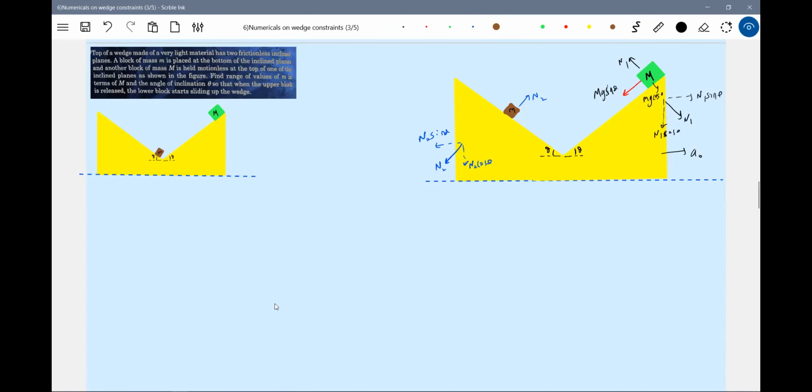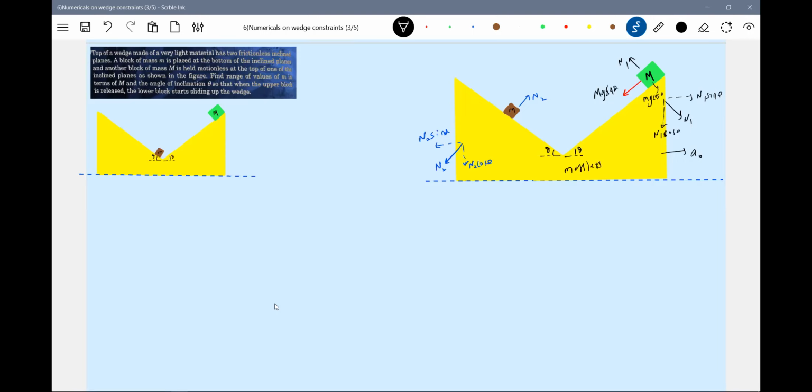But what is the primary condition given for us? This smaller block should rise up. So for that, the net force on the wedge should be towards the right. But are you sure? Look at the wedge. One more troublesome thing: does the wedge have any mass? It is light material, so this is massless.